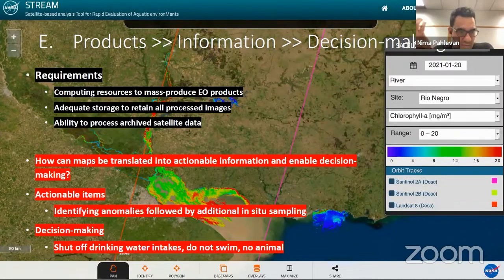The decision making is really on your side. At the end of the day, it could be just shutting off drinking water because of significant harmful algal bloom contamination, or swim or not swim, or keeping animals away from the water. So this decision making could vary for different applications. Next.